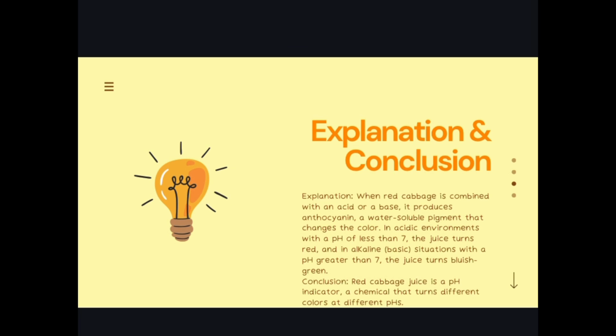And then for the conclusion, the red cabbage juice is a pH indicator, a chemical that turns different colors at different pH levels.